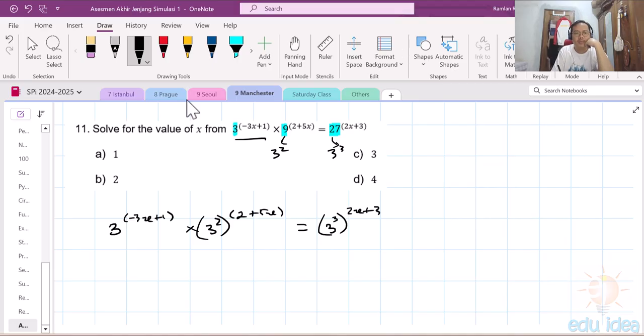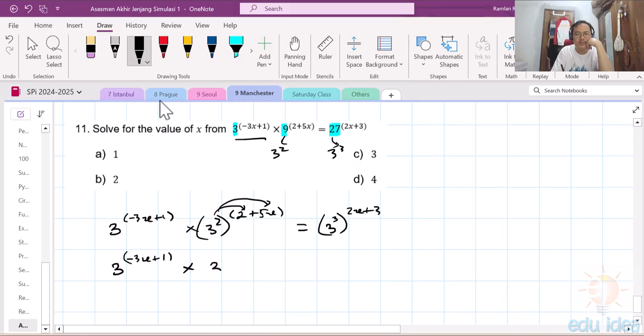Now remember in the index law that if you have a power to a power again, you just multiply the powers. But be careful when you multiply this: it's not just multiplied by 2, but also multiplied by 5x. If you do that, you will get 3 to the power of -3x plus 1, and then this guy becomes 3 to the power of 4 plus 10x, right? And on the right side, the same thing applies, so that'll be 3 to the power of 6x plus 9.